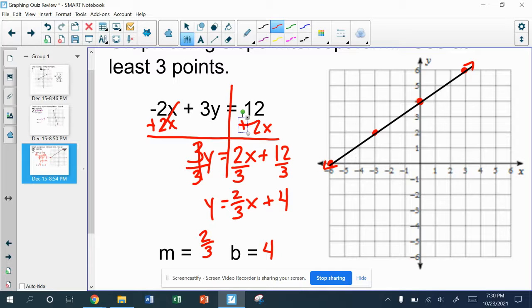So today on the quiz, this is all the same kind of stuff that you're going to be seeing on the quiz. If you have any questions, let me know. But hopefully at this point, everyone should be feeling really good with graphing and slope-intercept form. Good luck.